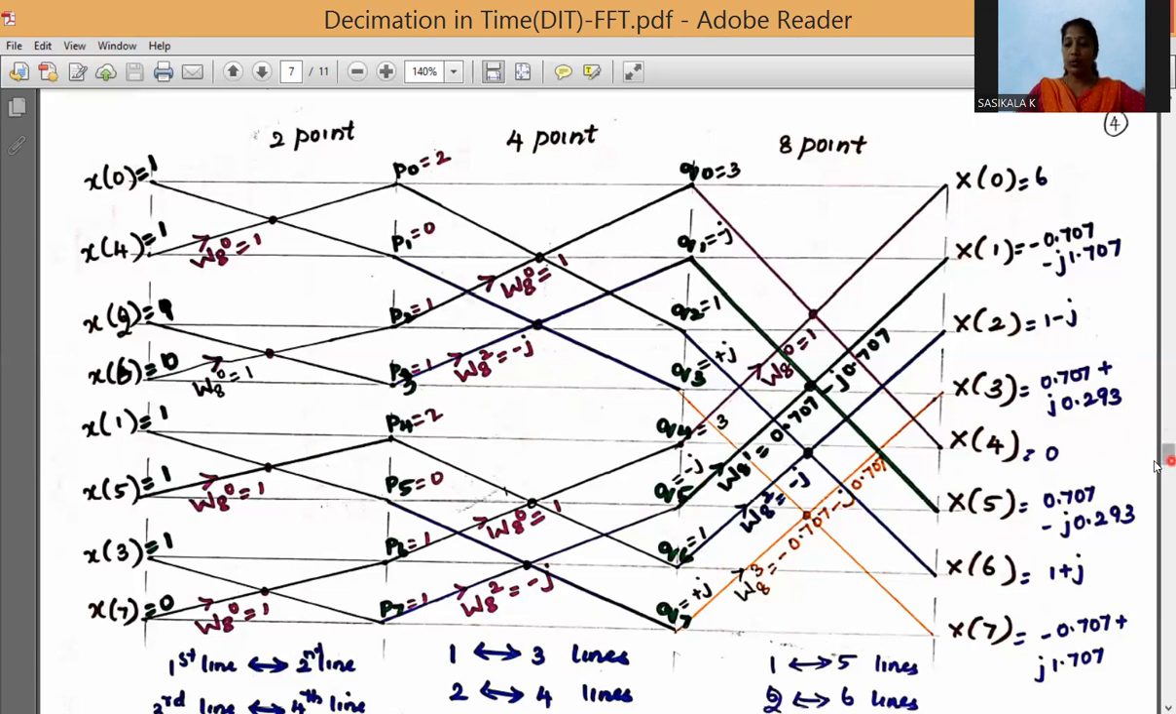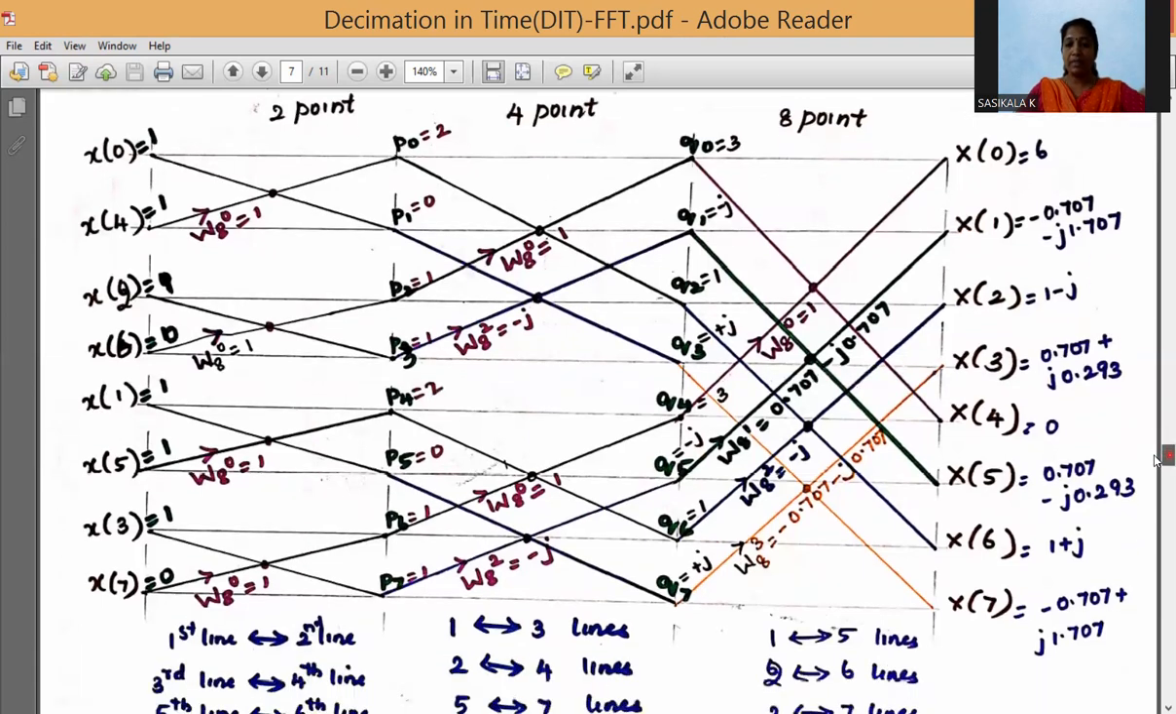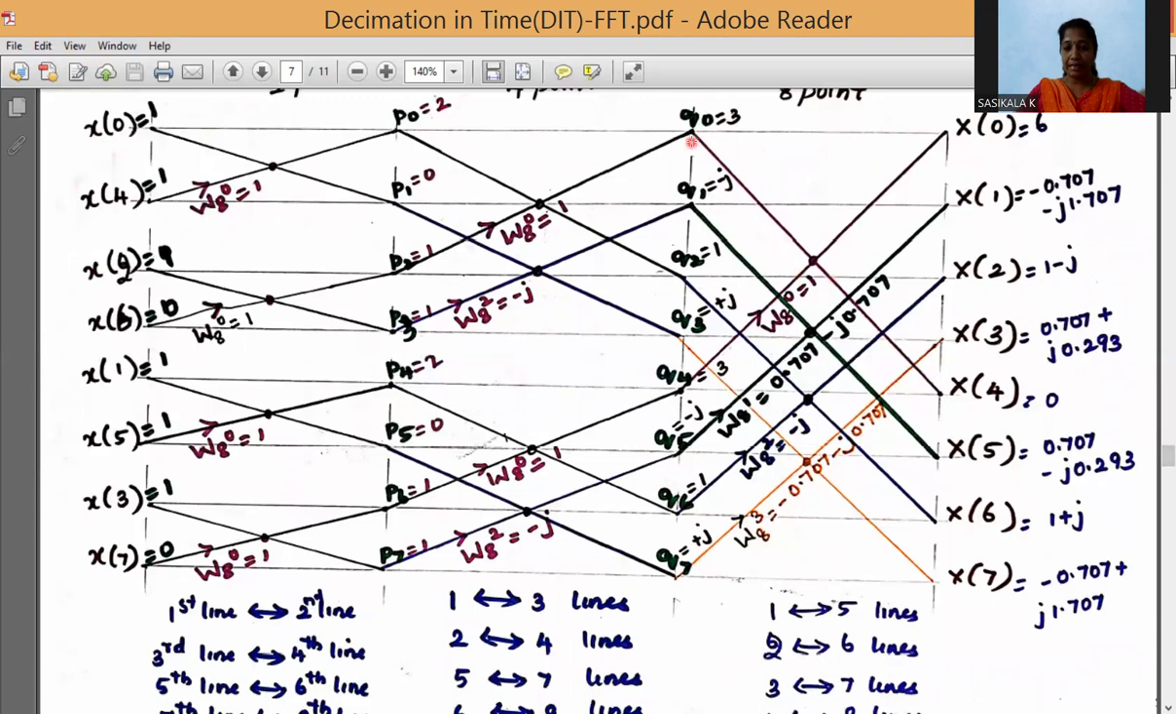Okay. So how will you draw the butterfly? So here the first and the 5th lines are connected. Okay. Listen, the first and 5th lines are connected. Again, the first and 5th lines are connected, and put a dot at the intersection point and immediately write the twiddle factor W8 power 0. So in the 8-point, you will get all the twiddle factors. That is W8 power 0, W8 power 1, W8 power 2 and W8 power 3.